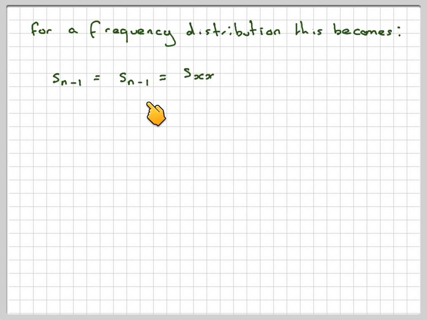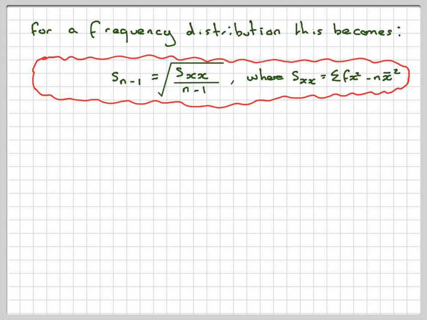If you have a frequency distribution, then this is exactly the same, but Sxx will be sigma f x squared minus n x bar squared. So this has been a video to show you about the different formulae used for the standard deviation. The main one you need to remember is this one here. I hope you've understood. Thank you very much for watching.